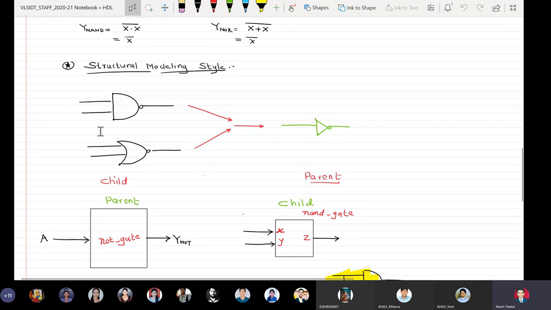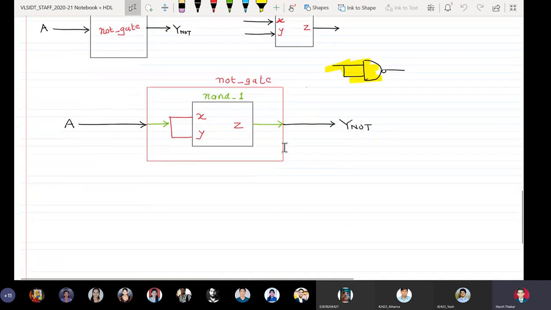Just because the NOT gate has one input doesn't mean it has to be a child, and because NAND and NOR have two inputs, they don't have to be parents. It's because we have used NAND and NOR gates to realize a NOT gate that it is like that. Whoever is used to make something is the child, and what is made is the parent. So this is the basic rule, and we implemented it.